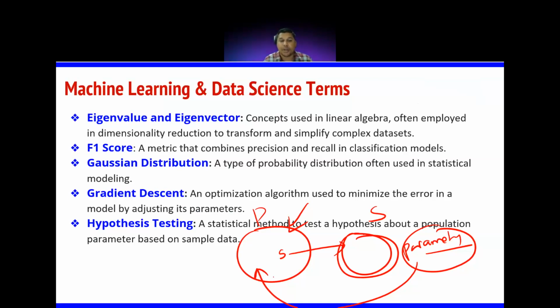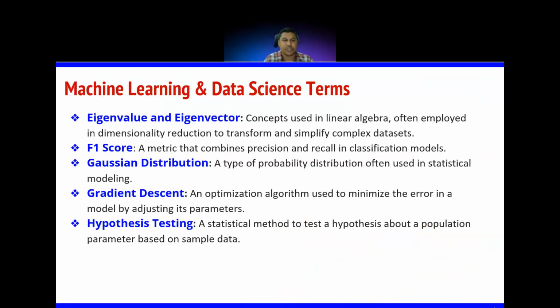When you make a comment on the population data, it is called a hypothesis. Whatever comment you make using the sample data about the population data, that comment is called a hypothesis. Whatever hypothesis you are making about the population, whether it is valid or not, whether your claim is true or not, we try to identify using the hypothesis testing technique.